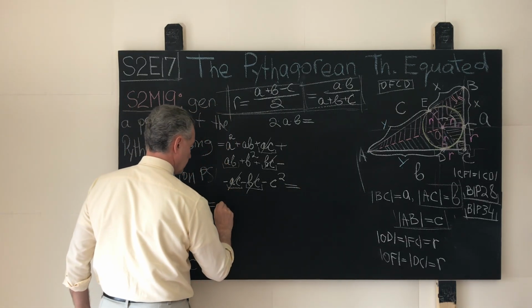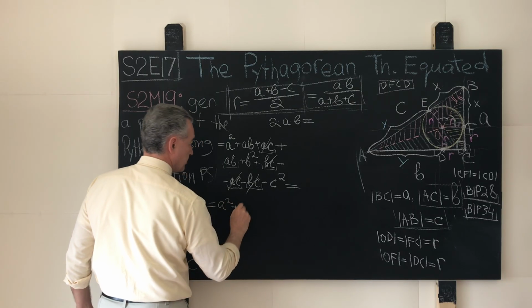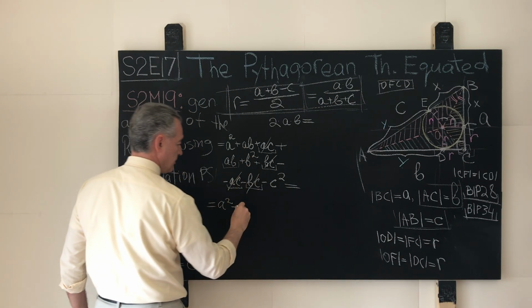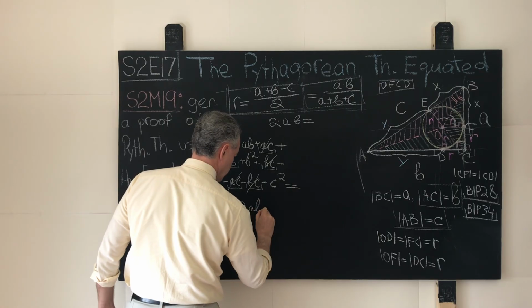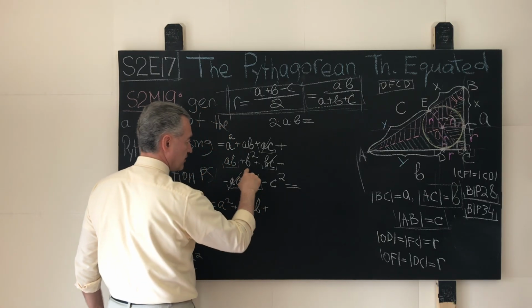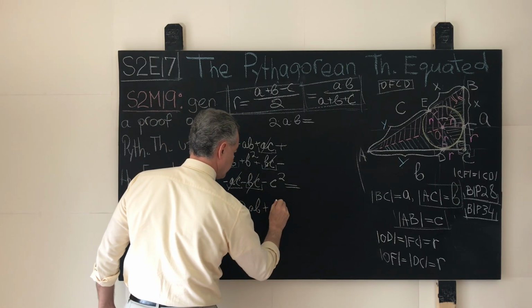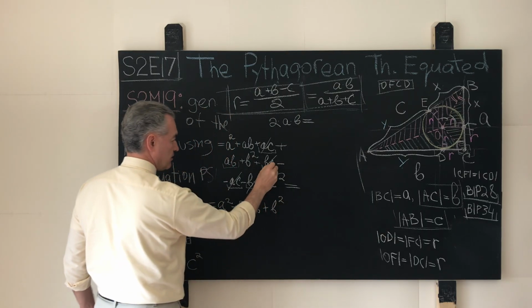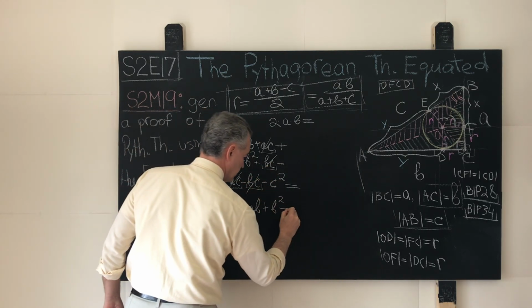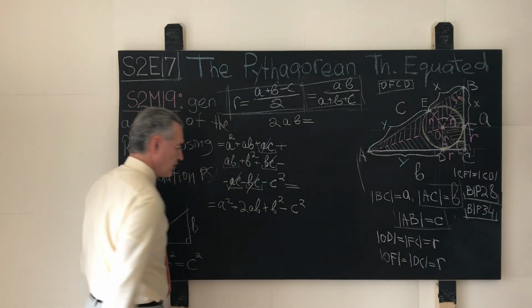A squared plus AB plus 2AB plus the surviving term here is B squared, and gone. This remains minus C squared is what we have so far.